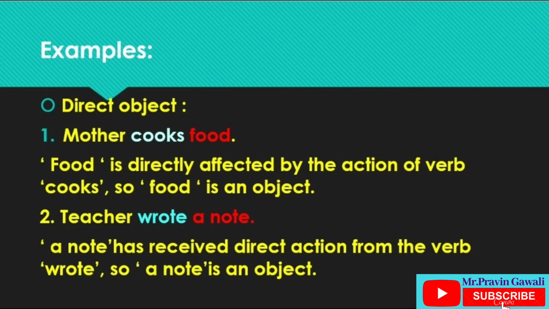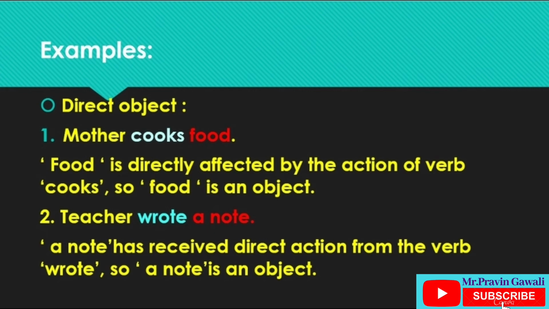Example of direct object. See the first one. Mother cooks food. Now here mother is subject, cooks is a verb, and then you can use the tricks here. You can ask a question, what? For example, what does mother cook? Whatever the answer will be, that answer will be the object. The answer is mother cooks food. So food is an object here.